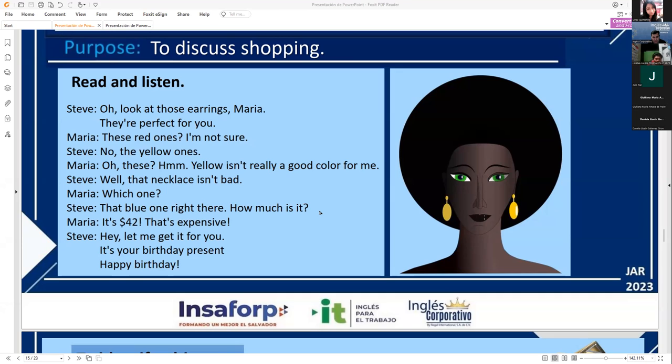Begin. Oh, look at those earrings, Maria. They are perfect for you. These red ones, I'm not sure. No, the yellow ones. Oh, this. Yellow isn't really a good color for me. Thank you. You're welcome. Well, that necklace is not bad. Which one? That blue one right there. How much is it? It's $42. That's expensive. Hey, let me get it for you. It's your birthday present. Happy birthday. Okay, excellent. Thank you very much.